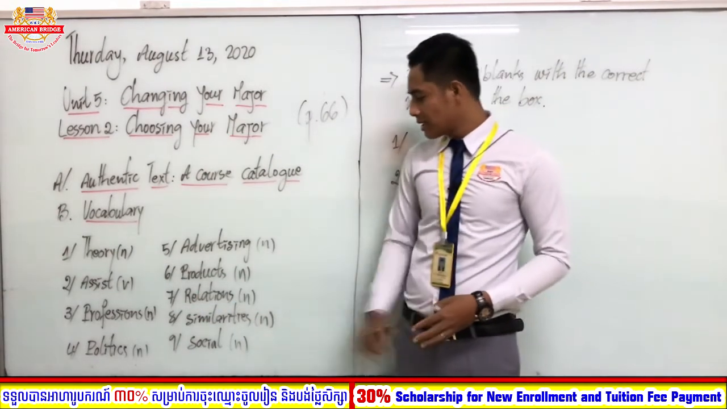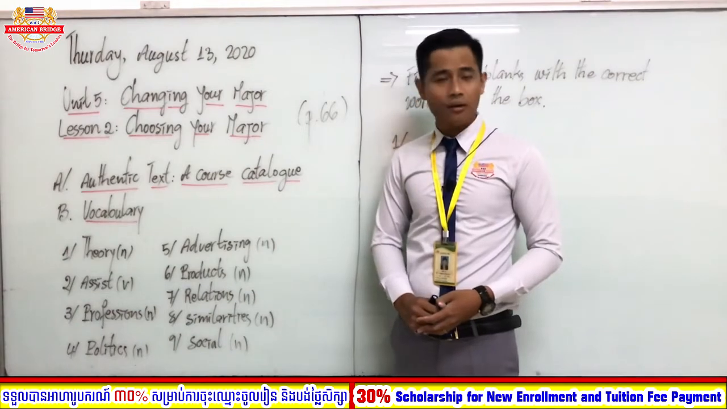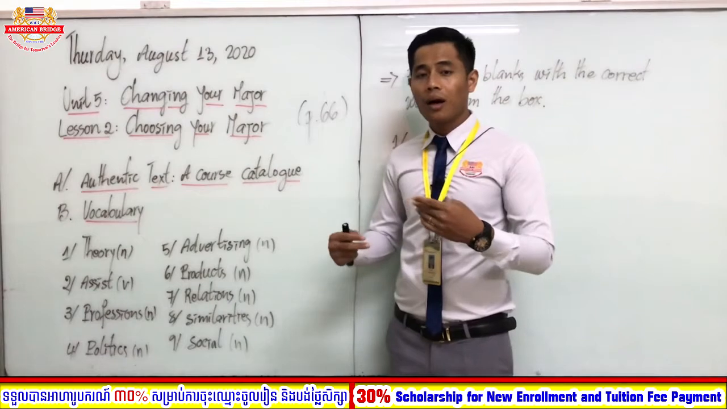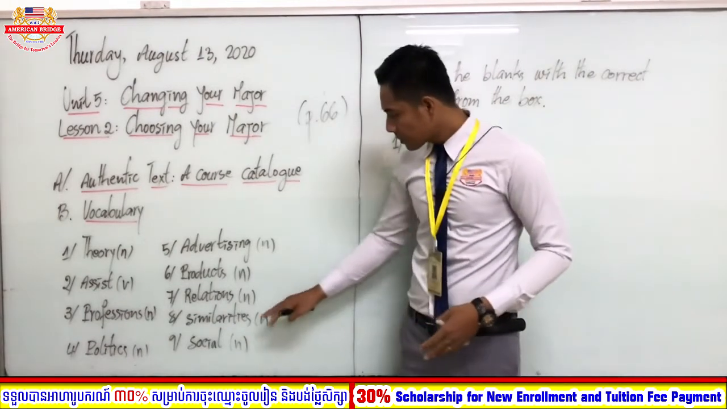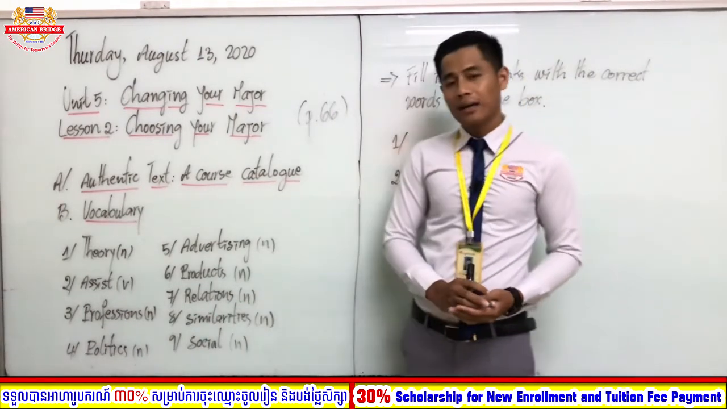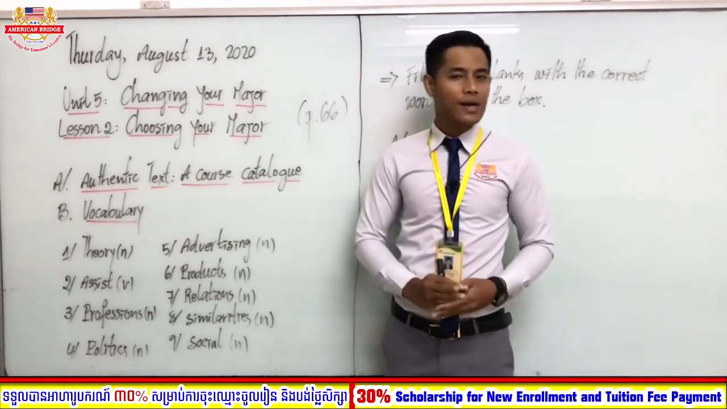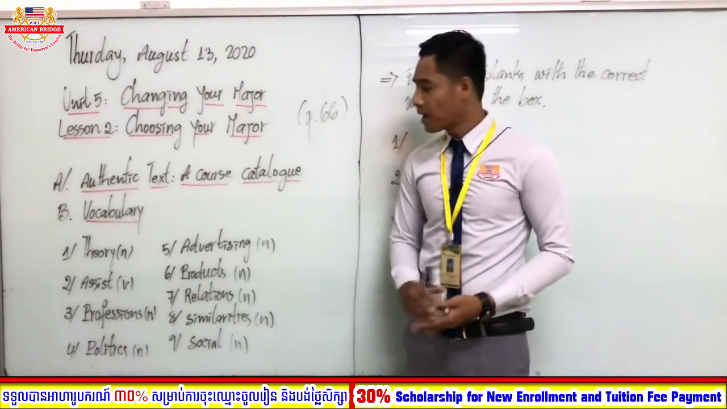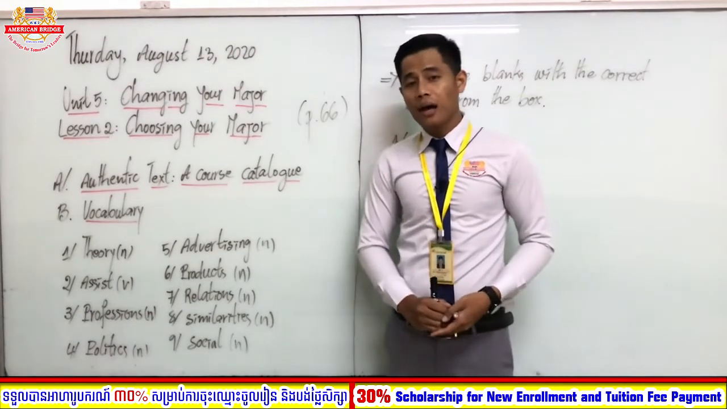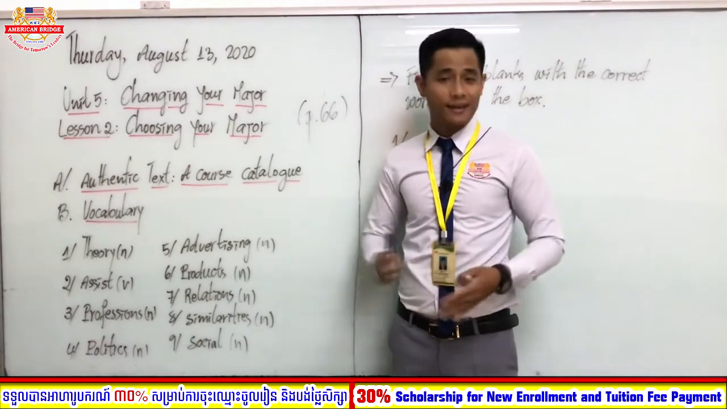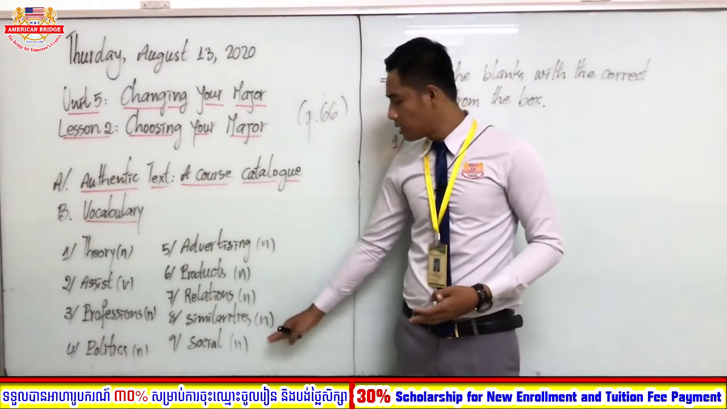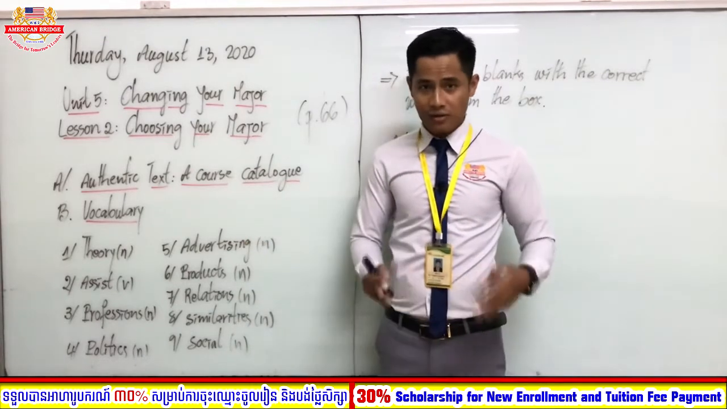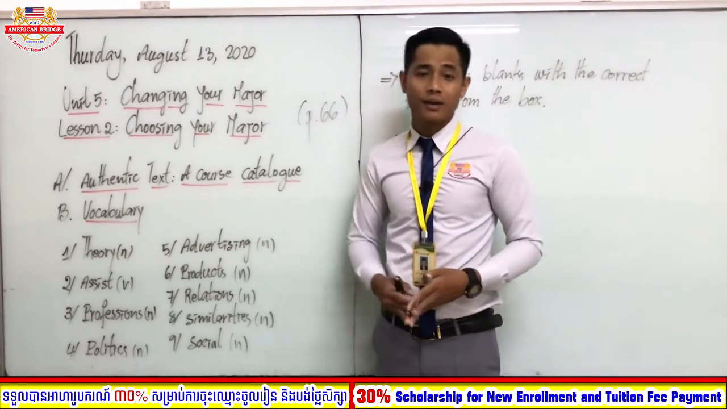Number 7, relations. It functions as a noun. Relation talks about the way two or more people are connected. Number 8, similarities. What does similarities mean, students? Similarities talks about the fact of being the same. And social means relating to society or organization. So that's all the meanings of these vocabularies. If you're not clear, you can replay this video.